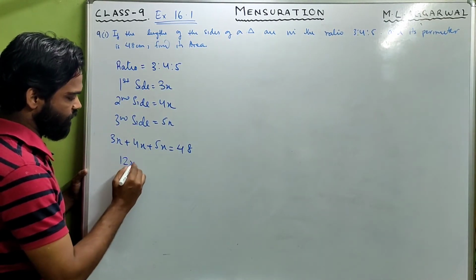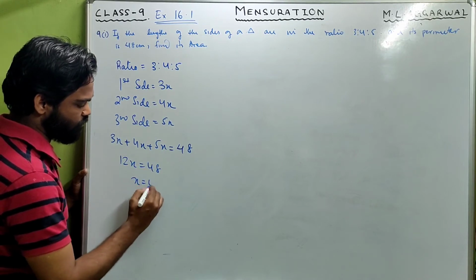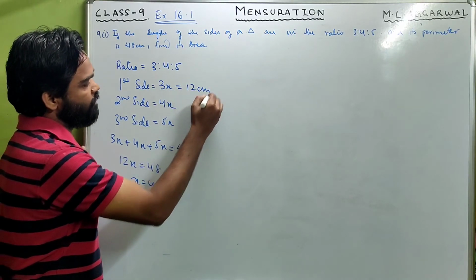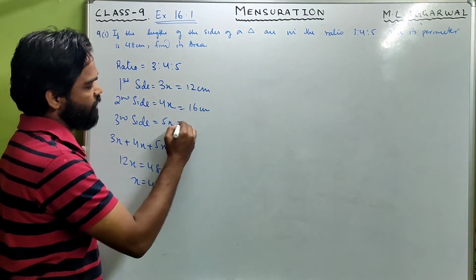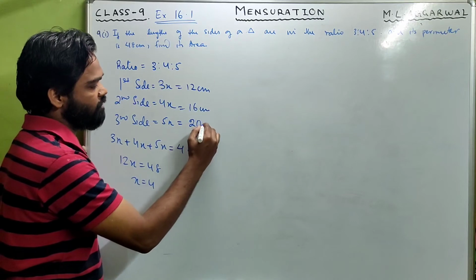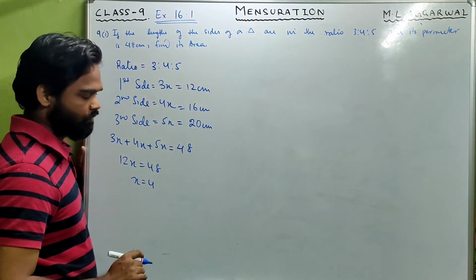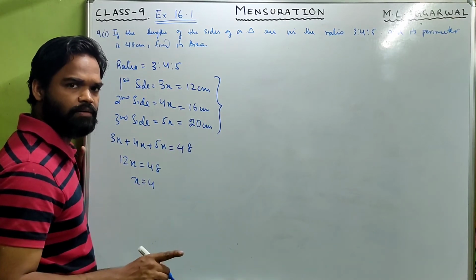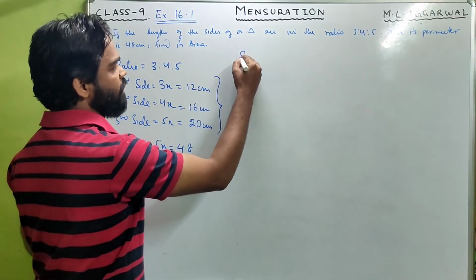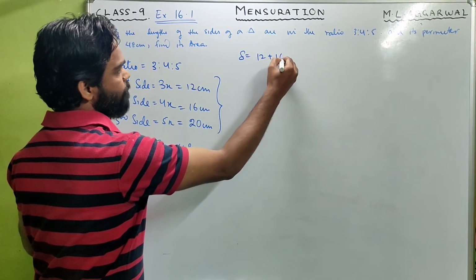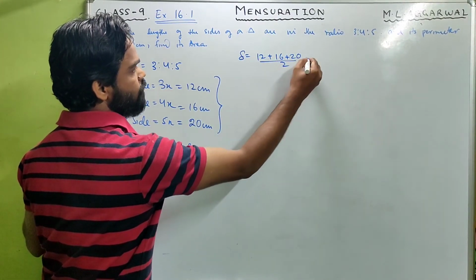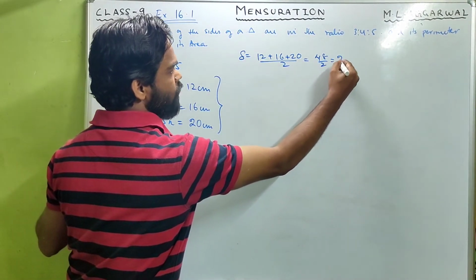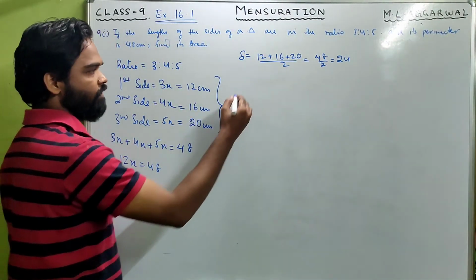So that's 12x equals to 48, which means x equals to 4. So we got the common factor 4. So your first side is 12 centimeter, the second side is 16 centimeter, and the third side is 20 centimeter, isn't it? Done. Now, this is a scalene triangle. See, all the sides are different. We'll use the Heron's formula. First of all, find S. A plus B plus C by 2. That's 20, 30, 40, 48 by 2. That's 24. Done.